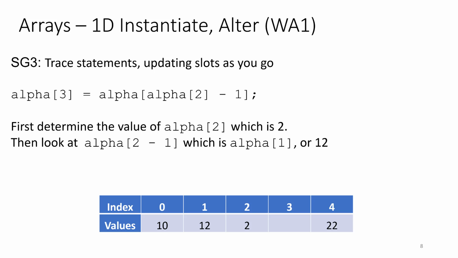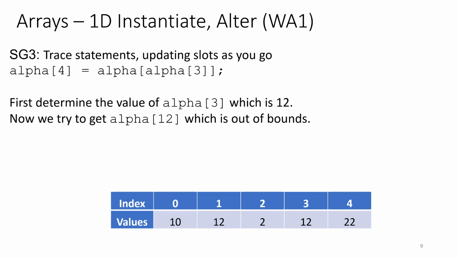The next statement, alpha sub 3 equals alpha sub 2 minus 1. First, just like with math, you look at the innermost brackets first. So we want to see what is at alpha position 2. That's the value 2. Then we look at alpha at position 2 minus 1, or alpha sub 1, and that's the value 12. So alpha at position 3 now gets the value 12.